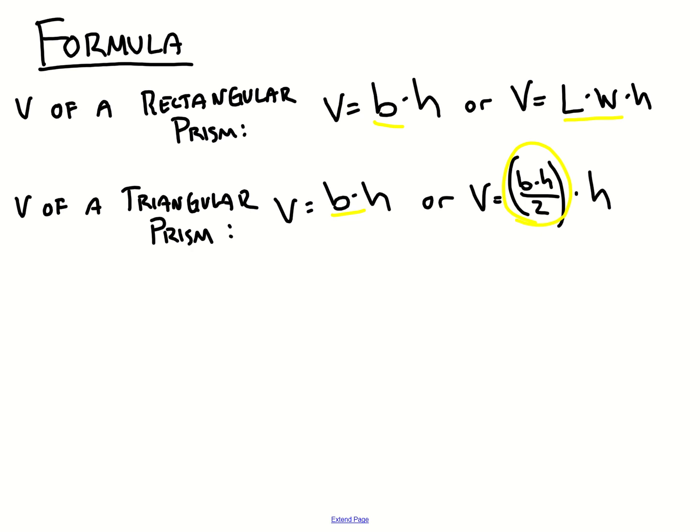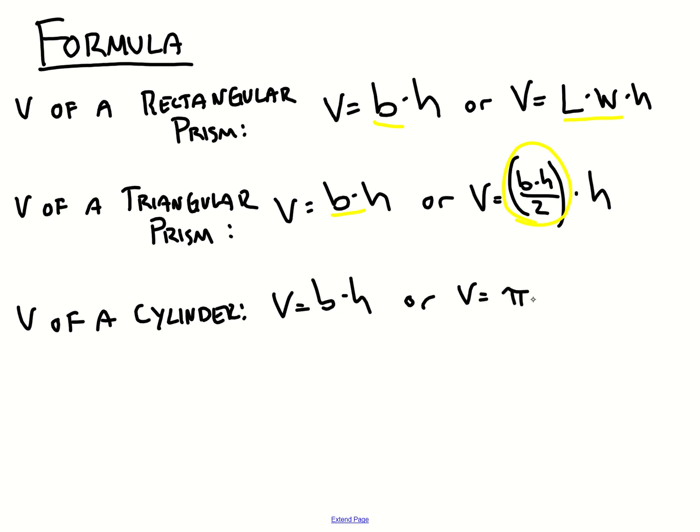And then finally, we have volume of a cylinder. And this formula is volume equals base times height. My base is a circle, so my volume equals pi times r squared times the height. Because if my base is a circle, pi times r squared is the area of a circle.